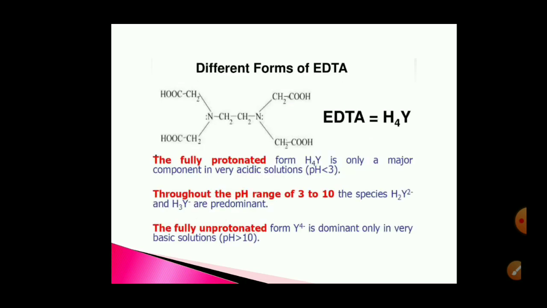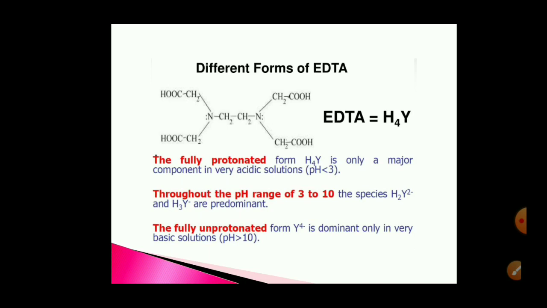Now, there are different forms of EDTA and which are also pH dependent. H4Y, that is the fully protonated form of EDTA, exists only when the pH is highly acidic. In the pH range of 3 to 10, the species which exist in the solution are either H2Y2 minus or H3Y minus. The pH at which we are conducting the titration is around 10. So we will have either H2Y2 minus or H3Y minus ions predominantly present in our reaction mixture.